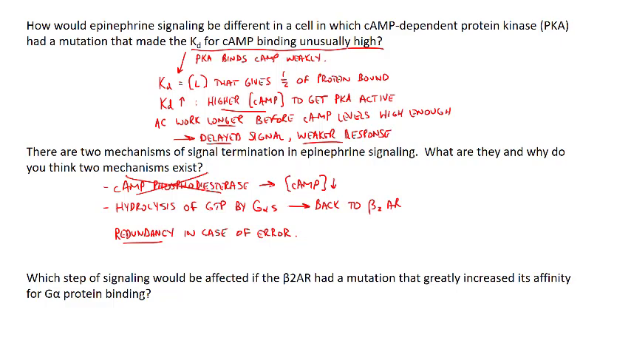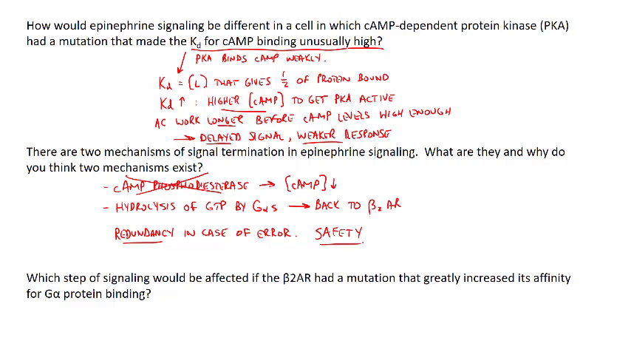And high levels of epinephrine for prolonged periods of time are very bad. It's rough on your heart, it's rough on your kidneys, and this is something that would definitely be unfortunate. So in this case, we would still be able to terminate the signal just by the hydrolysis of GTP by G-alpha S. So this is sort of a safety feature. And evolution has built safety into most organisms.